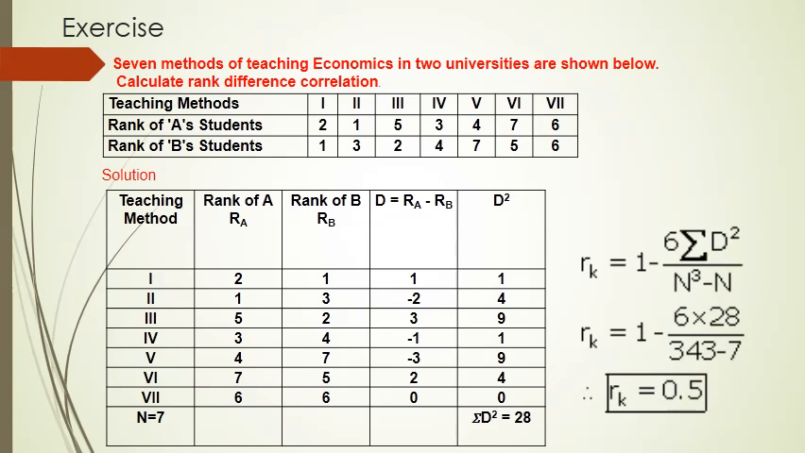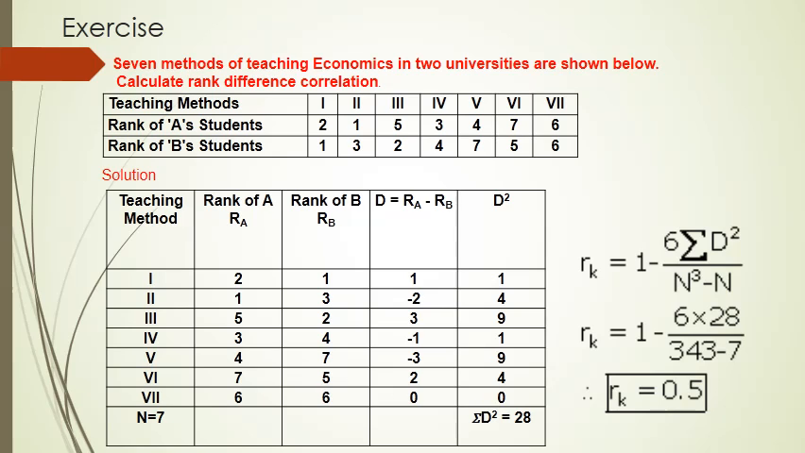For the third method, for A 5, B 2. Here the ranks are already given, so you do not need to assign them. Let's assume RA is the rank for A students and RB is the rank for B students. So we have to find the difference between the ranks.